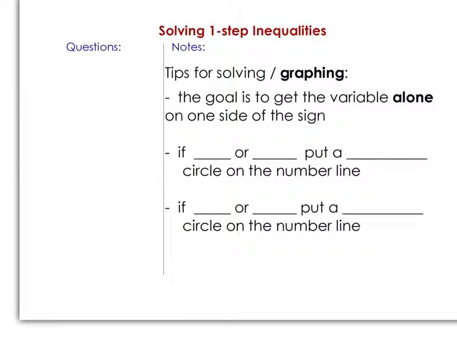Okay, so today we're solving one-step inequalities. One step meaning I need to do one thing to get my variable alone on one side of my inequality. So inequalities, that's everything that's not an equal sign.